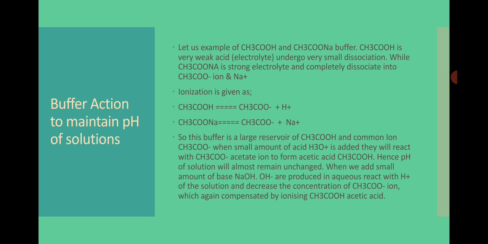Let us take the example of acetic acid and sodium acetate buffer. Acetic acid is a very weak acid, very weak electrolyte, and undergoes very small dissociation, while sodium acetate is a strong electrolyte and completely dissociates into acetate ion and sodium positive ion.